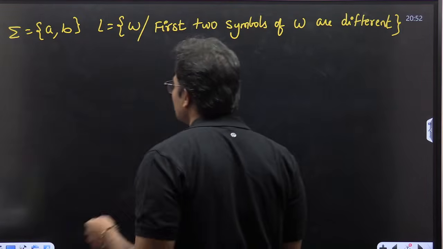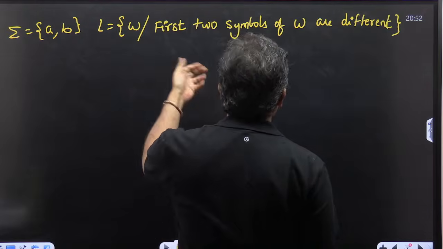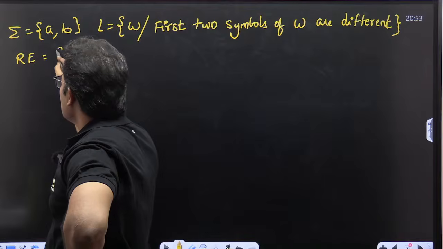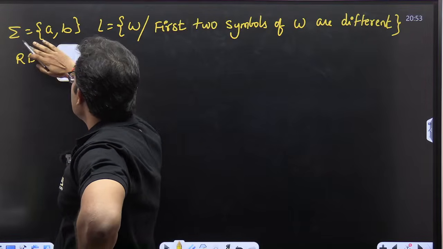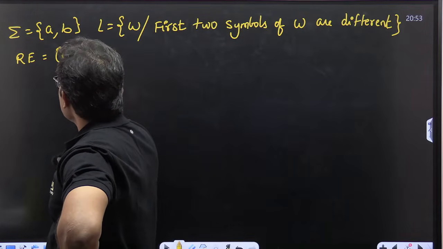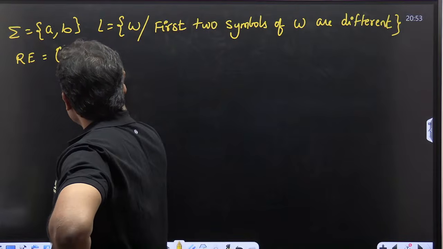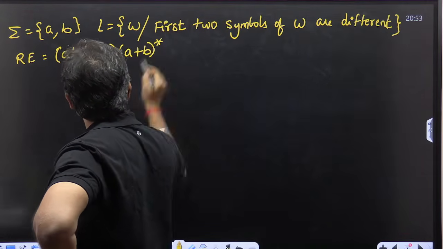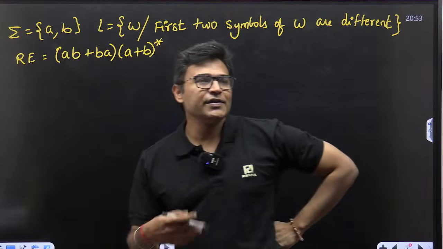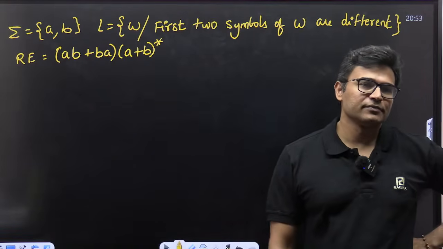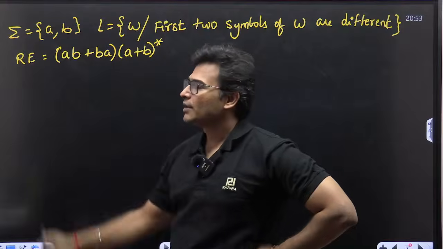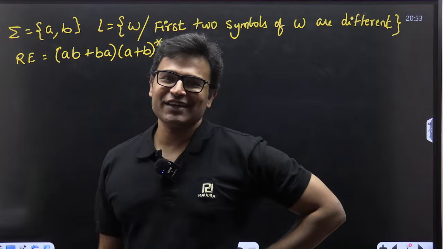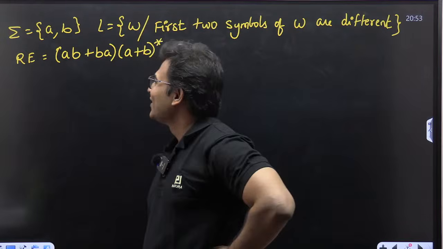So the starting two symbols are different. Just write the regular expression for this. Now, it can start with AB or BA, right? Starting can be AB or starting can be BA, and after that let anything come, I don't care. Starting symbols have to be AB, and after that let anything come. I don't care. Right? Cool.